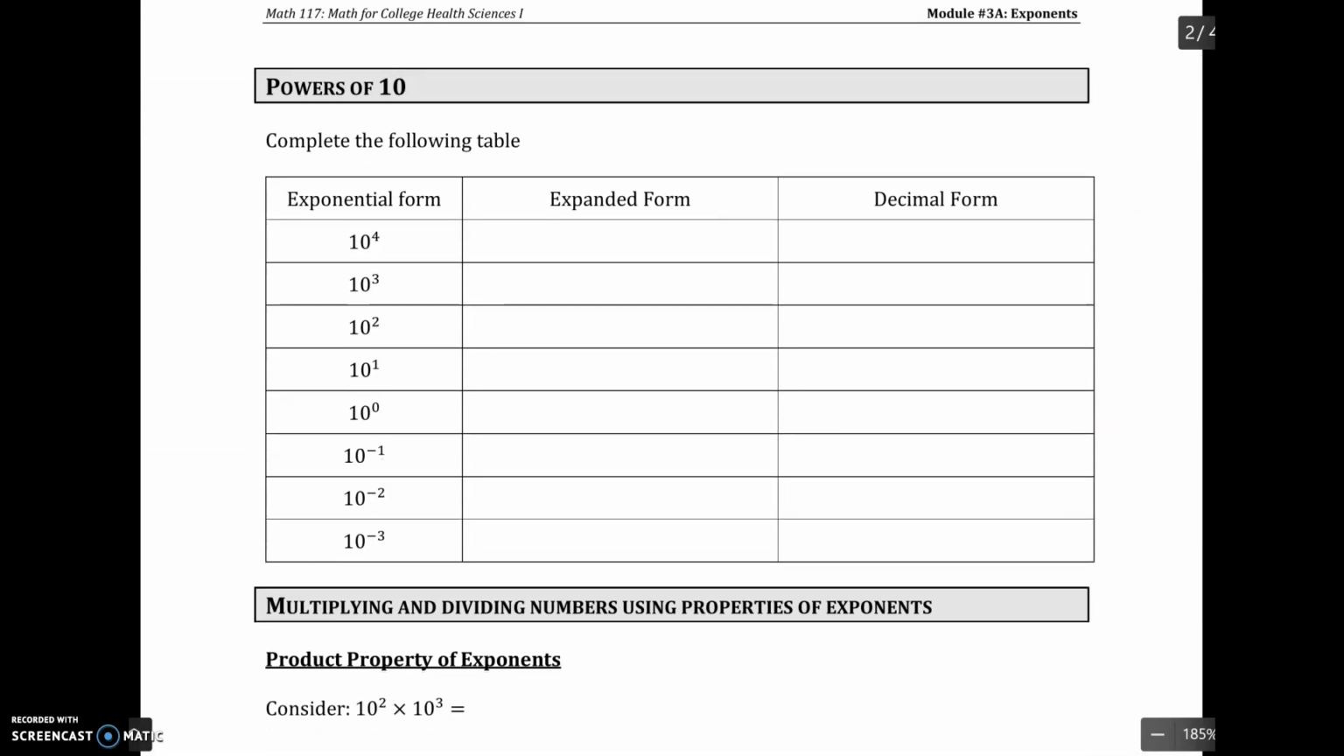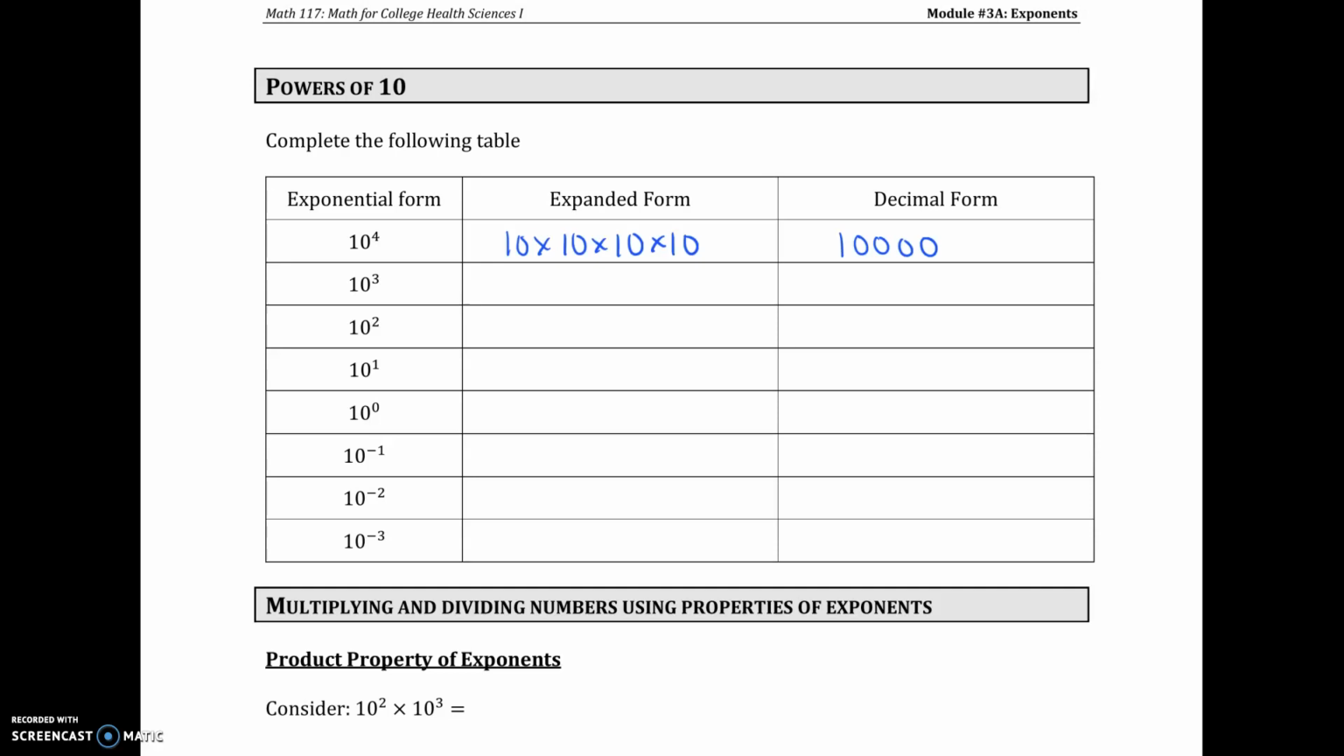Okay, let's look at powers of 10, and I'll just do a few with you. So expanded form is taking exponential form and just literally expanding it. So that's 4 repeated values of 10. So we'll just write that out. And in decimal form, what that's asking you to do is actually evaluate it, just like we did in the previous examples. So that's 4 zeros, 10,000. So if you took 10 and raised it to 4 in your calculator, that's what you would get.